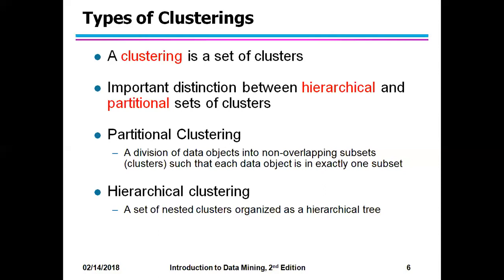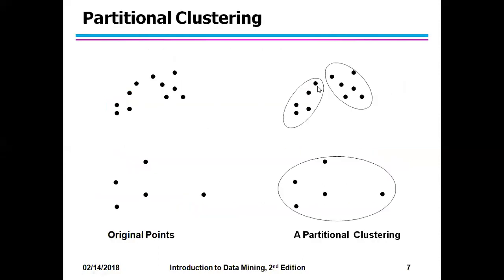Again, the other one is hierarchical clustering, which is a set of nested clusters organized as a hierarchical tree. In hierarchical clustering, you come across agglomerative clustering, an algorithm which supports it. And in partitional, you come across k-means as an algorithm. So what do you mean by partitional clustering? I have these as my original points, I say that these two are clusters, and this is a partitional clustering.